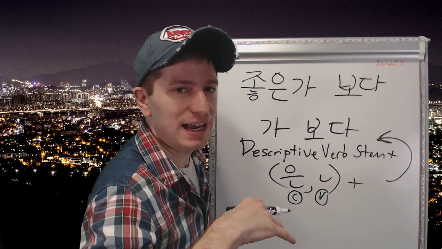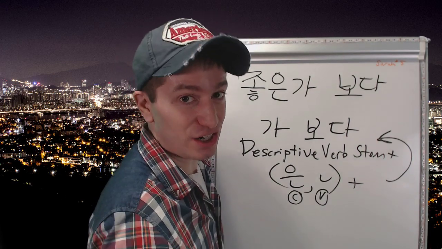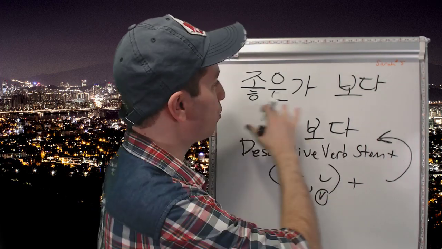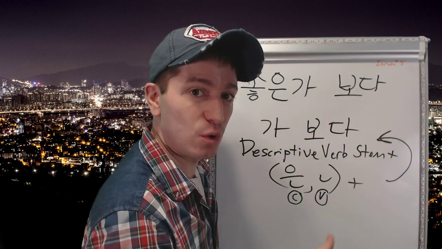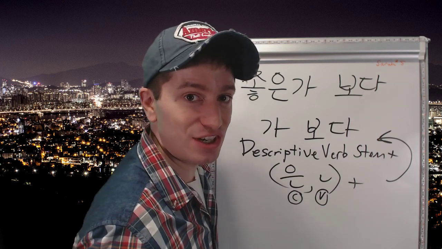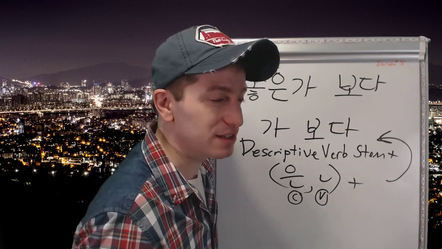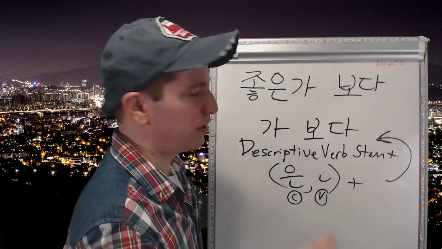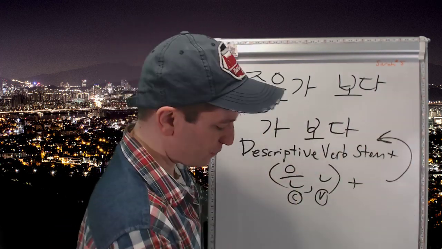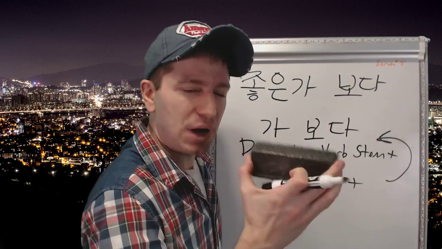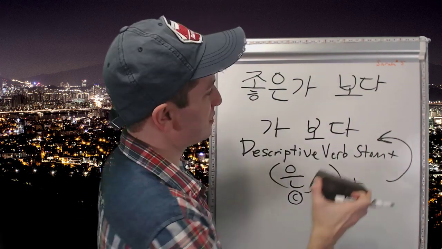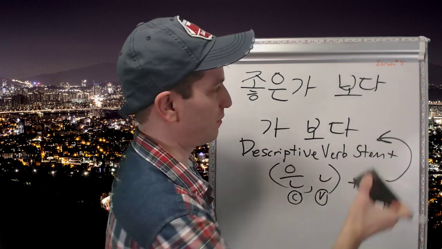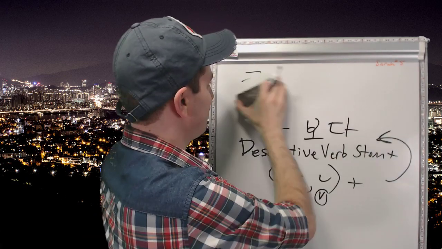Maybe you can say 아이디어가 좋은가 봐. 그 아이디어가 좋은가 봐. I guess that idea is good, or it seems like that idea is good. So it seems like a good idea, or I guess that's a good idea. One of those ways. So that's all you have to do to it. But there are some exceptions for different types of verb stems when you're working with this ending with descriptive verbs, and I'll show you what that would be.